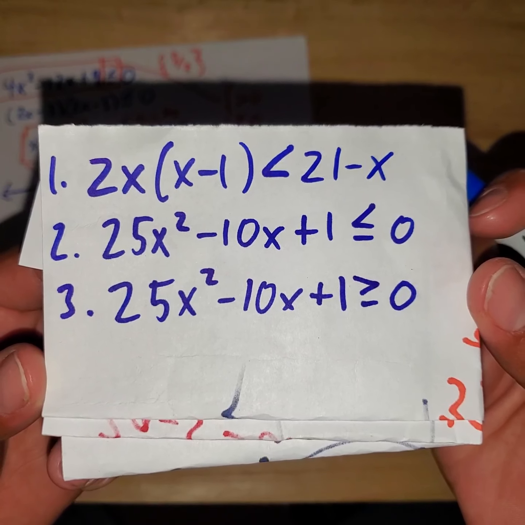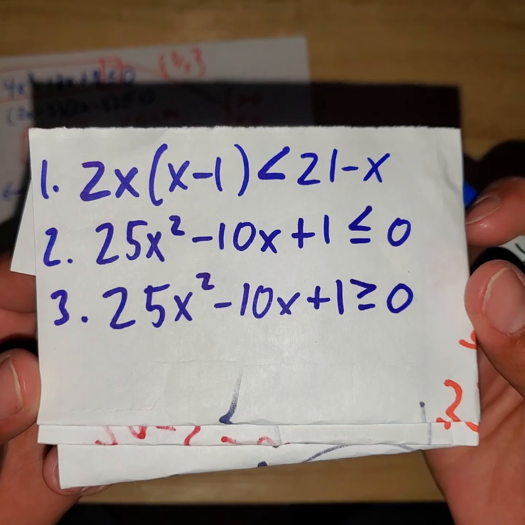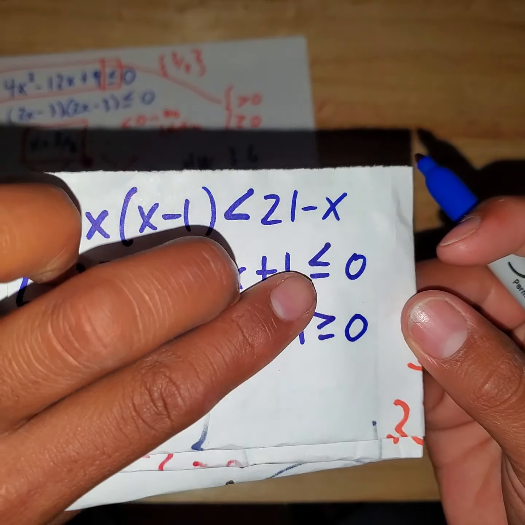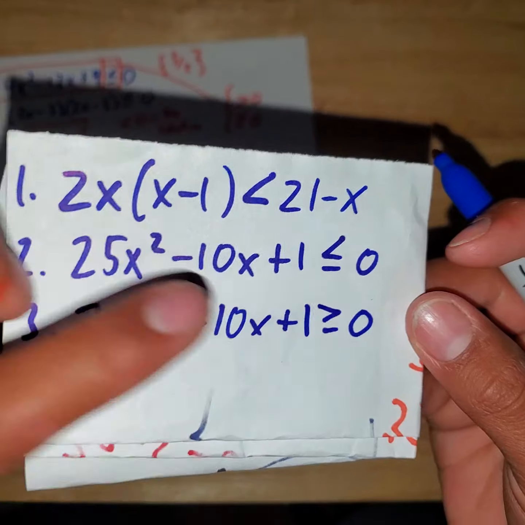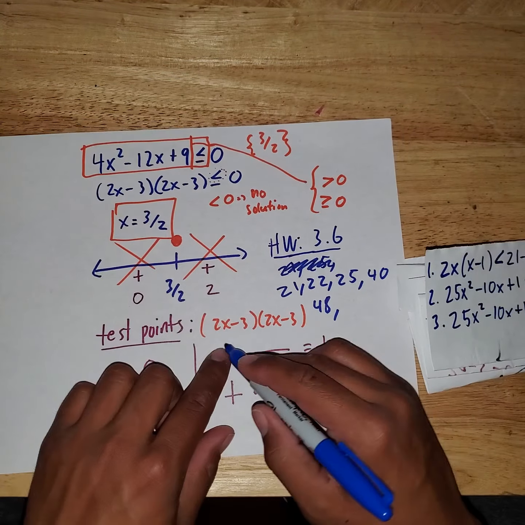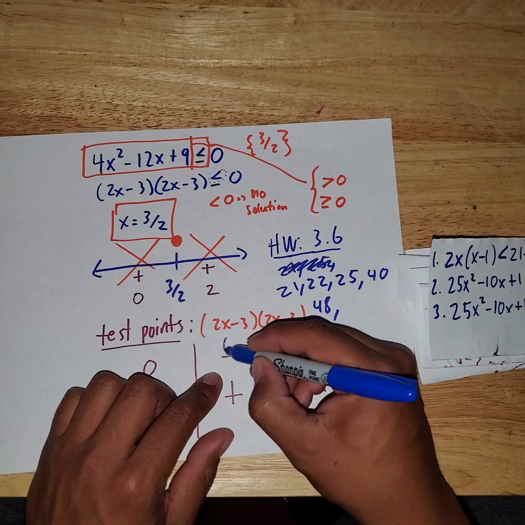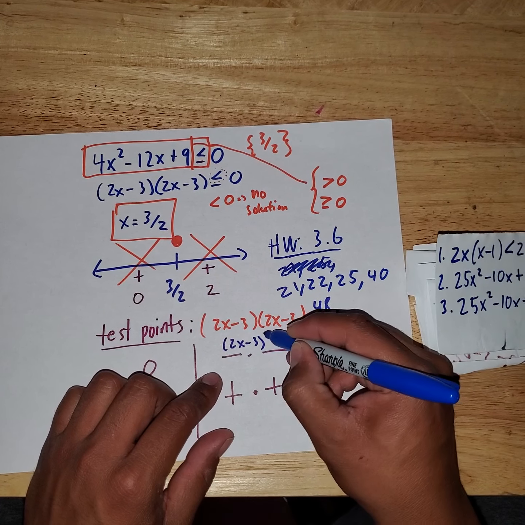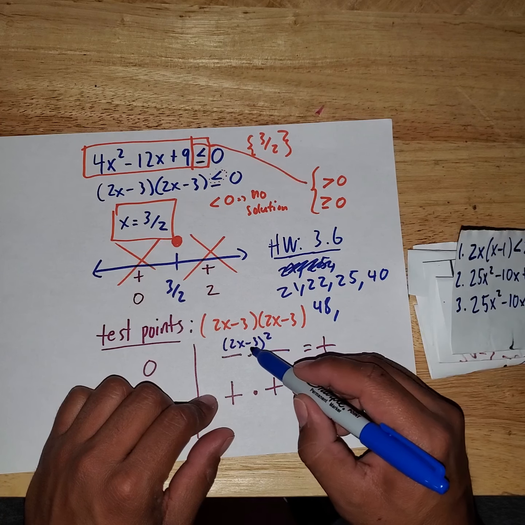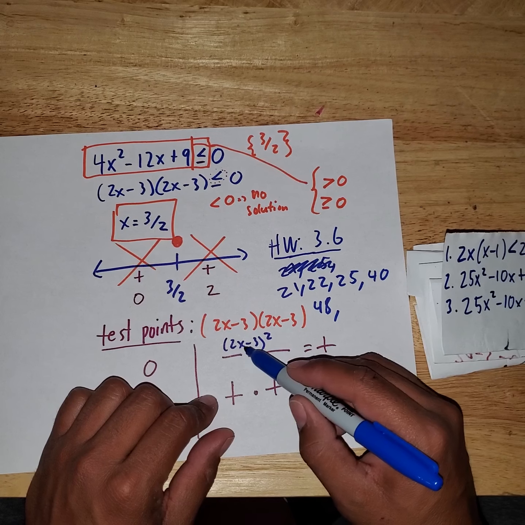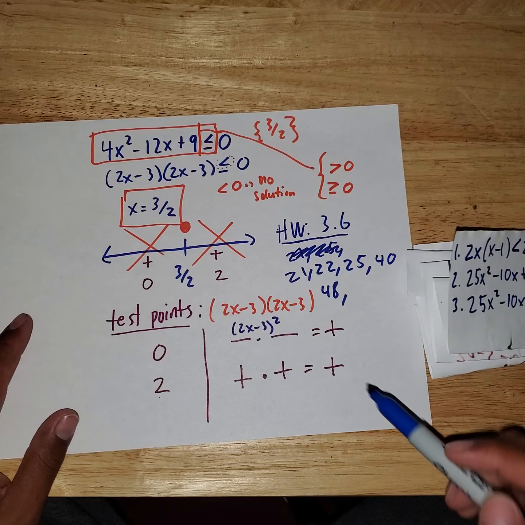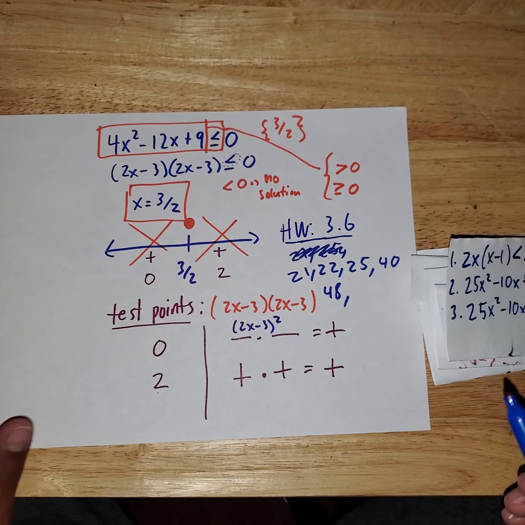So that's 2x times x minus 1 less than 21 minus x. These two are the same. 25x squared minus 10x plus 1 is less than or equal to 0, greater than or equal to 0. And I just wanted to add, this part here, you can write as 2x minus 3 squared. And what you could have seen is that whenever you square anything, it makes everything positive. So we already knew anything that came out was going to be positive already. If that doesn't make any sense, just do it like the way we did before.